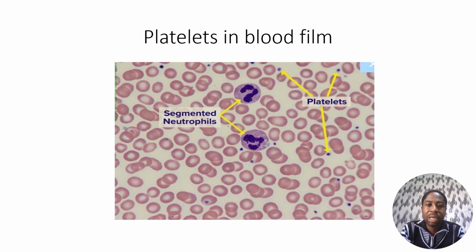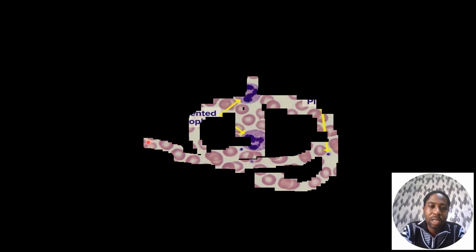So this is a picture of a blood film. When you prepare a blood film, you put blood on a glass slide, and you prepare a film. This is how the various cells will appear. So this is a normal blood film. These two are neutrophils. This is a neutrophil.